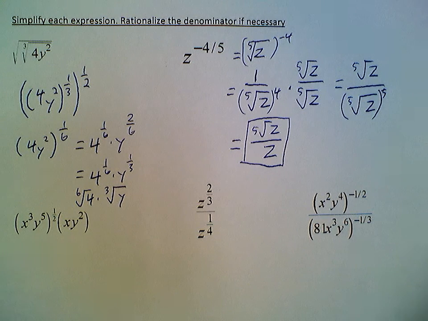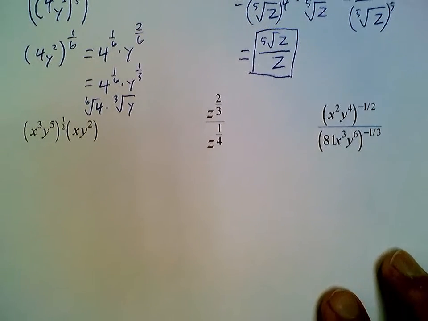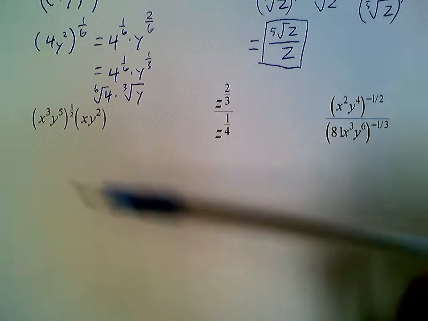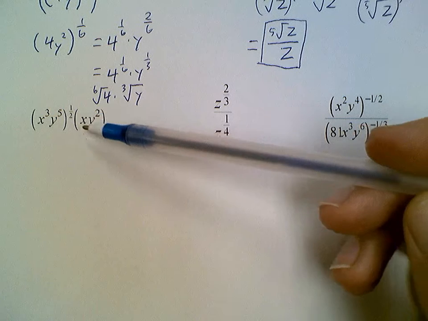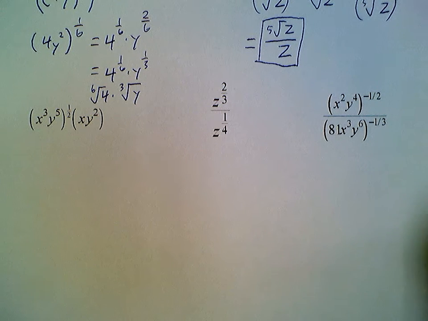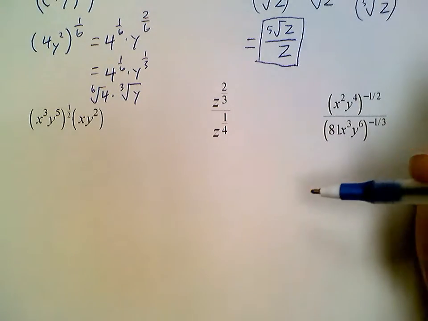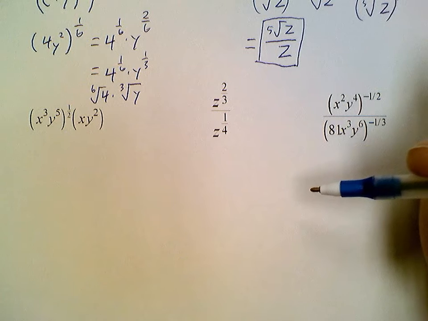All right, moving on, next one. So I've got x to the third, y to the fifth, to the 1/2 power times xy squared. Okay, now important thing to remember with all of this is the exponent rules don't change just because some of the exponents are fractions. So the same rules still apply.